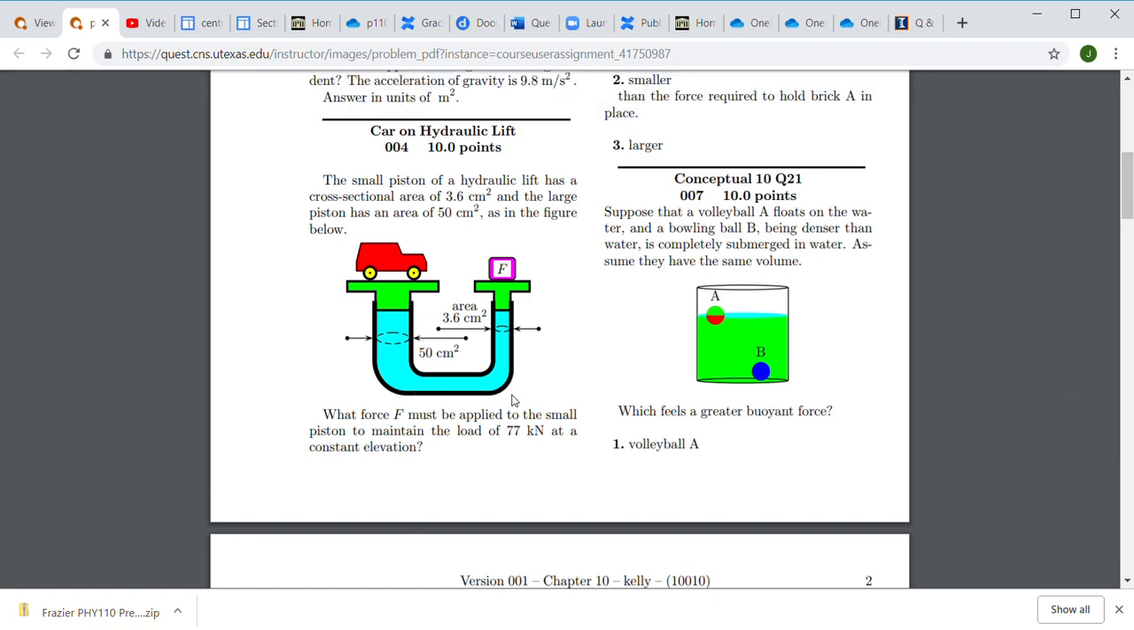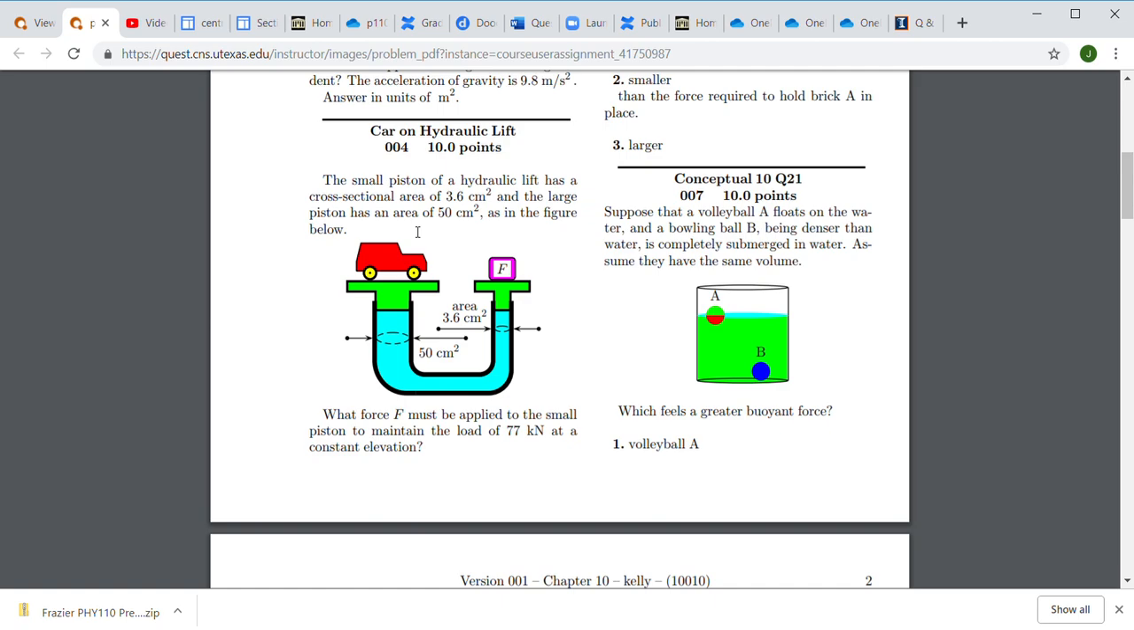What is the force that must be applied to the small piston? So how hard do we have to push down on this one to maintain the load of 77,000 newtons at the same height? If we're holding something at the same height, how hard do we have to push down here to hold up something that weighs 77,000 newtons?